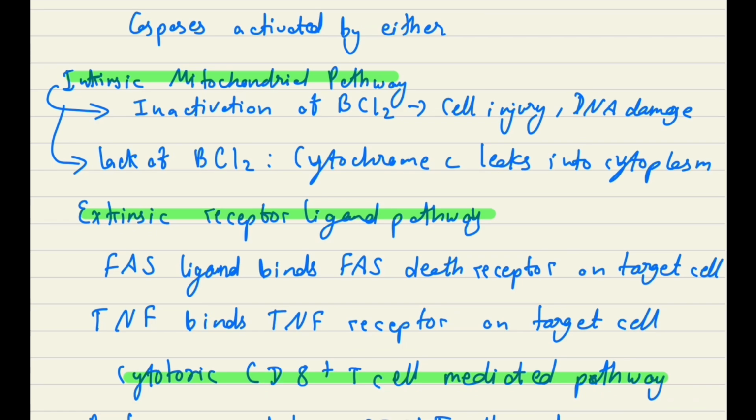And lack of BCL2 also allows cytochrome C to leak from the inner mitochondrial matrix. Cytochrome C is released from the inner mitochondrial matrix, and it goes into the cytoplasm. And due to it, there is again activation of caspases.